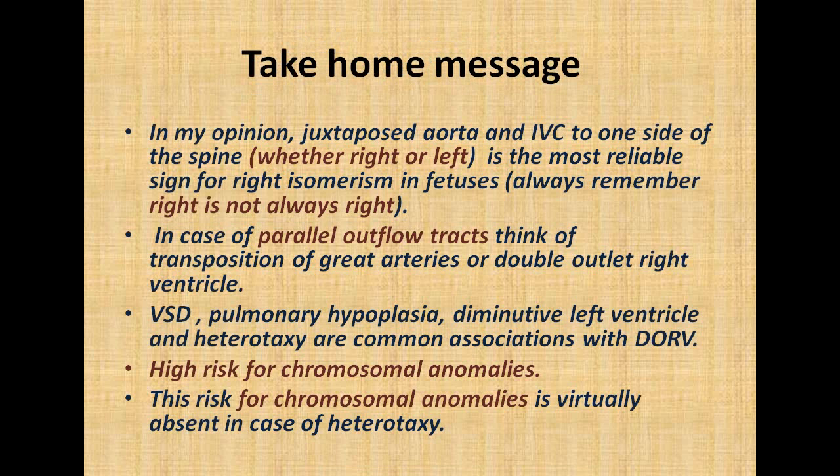Take home message: in my opinion, juxtaposed aorta and IVC to one side of the spine, whether right or left, is the most reliable sign for right isomerism in fetuses. Always remember, right is not always right. In case of parallel outflow tracts, think of transposition of great arteries or double outlet right ventricle. VSD, pulmonary stenosis, diminutive left ventricle, and heterotaxy are common associations with DORV. High risk for chromosomal anomalies. The risk for chromosomal anomalies is virtually absent in case of heterotaxy.